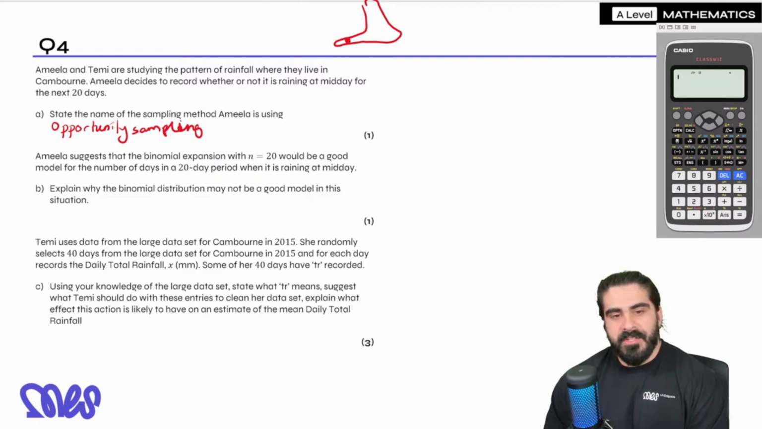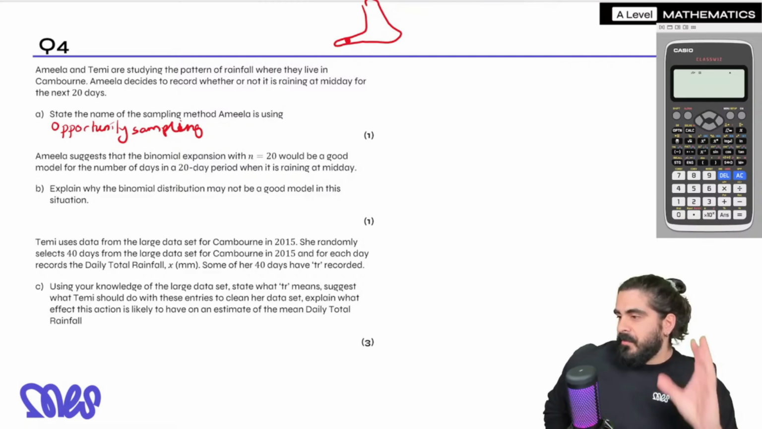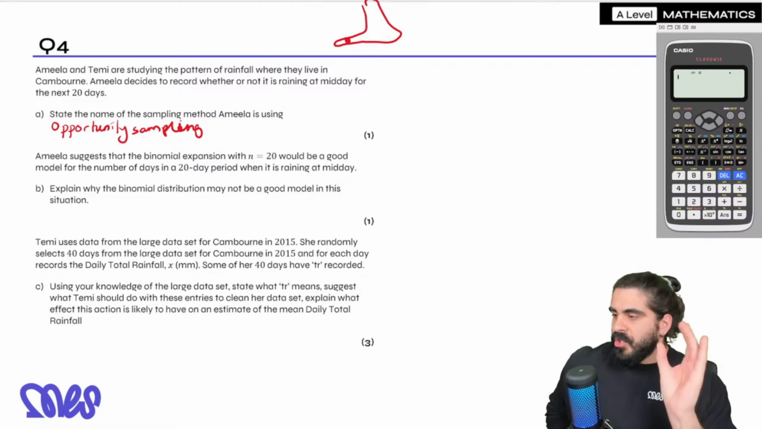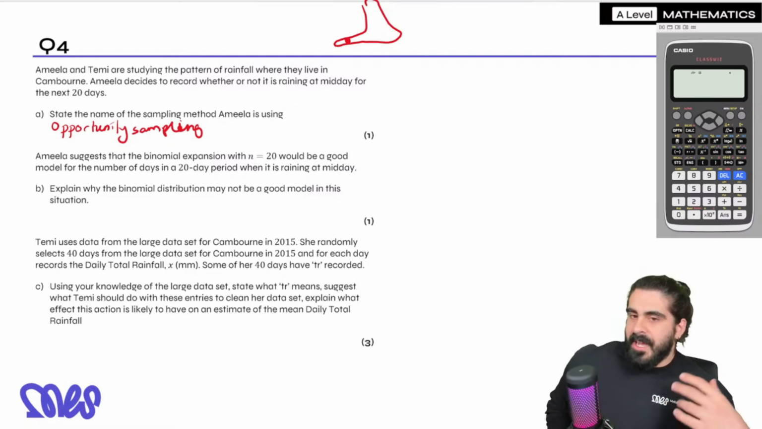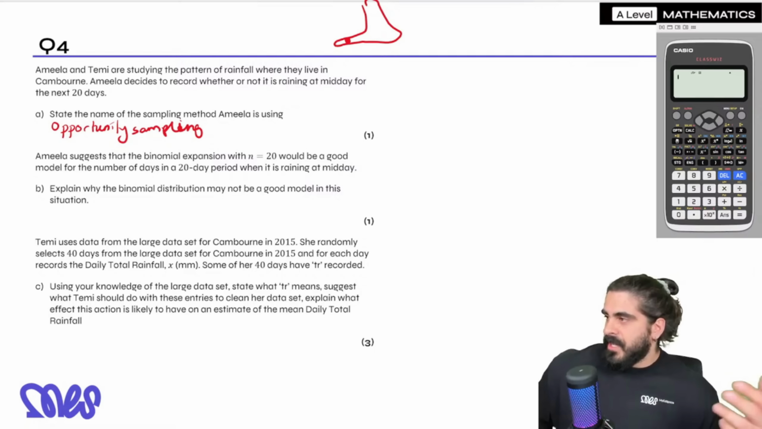Emila suggests that the binomial expansion with n equals 20 would be a good model for the number of days in a 20-day period when it is raining at midday. Explain why the binomial distribution may not be a good model in this situation. If it rains on one day, the chances that it will rain the next day is probably higher than if it wasn't. And you know that's obvious.